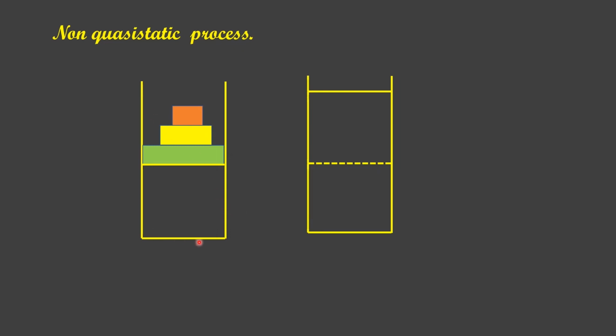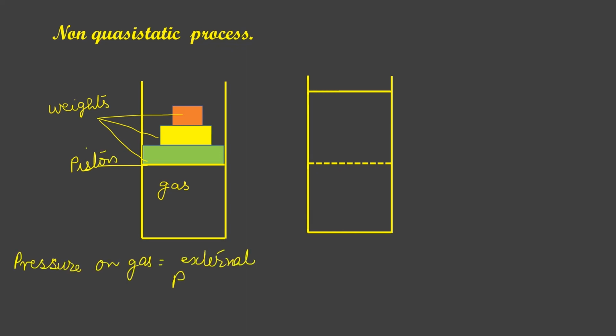This is a piston cylinder arrangement containing a gas, as you can understand from the picture, is under pressure. These are the weights. This is the piston. Now the pressure on the gas is equal to external pressure, temperature equal to external temperature. This system is in thermal and mechanical equilibrium with the external surrounding.